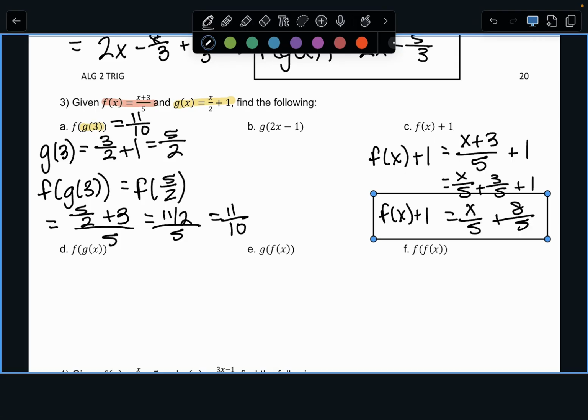If I put x/5 plus 8/5, would that be the right answer? I want you to tell me the name of your function. So I do want you to rewrite this part. Tell me what's equal to the thing that you're giving me.